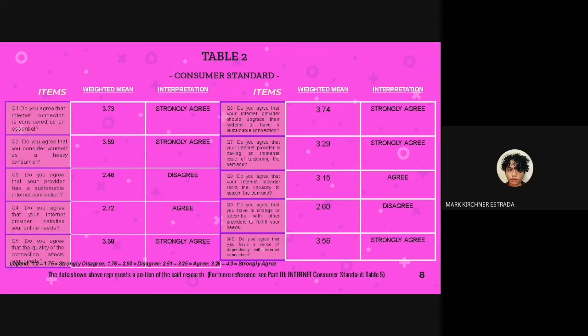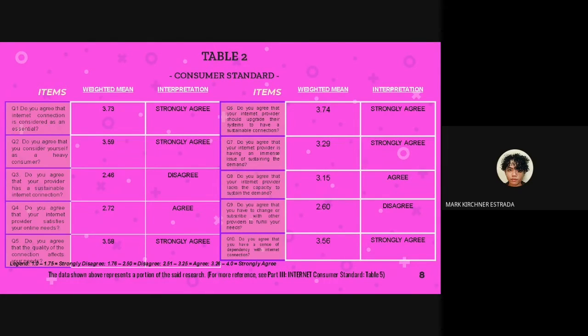So here's table 2 of the consumer standard. This table represents the questions that are needed to be answered to create a population image of the consumer standard. Every question is different, yet it has a significant value with each other. It is simple as it uses a Likert scale up to 4, from 1 for strongly disagree to 4 for strongly agree.